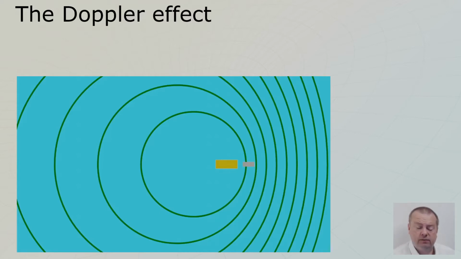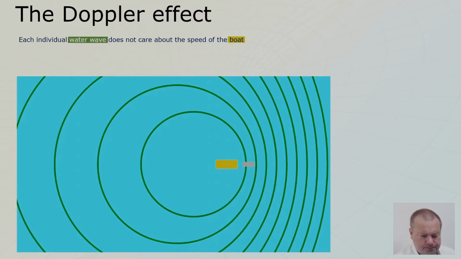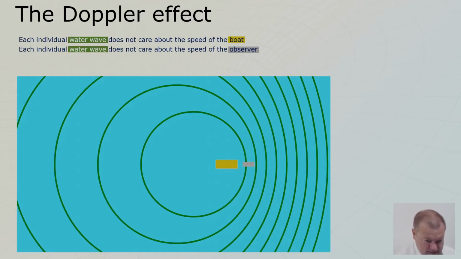stuff is moving, right? And this is something you really need to get down and fully understand, how to change perspective. So let's first look at the water waves. When you drop the stone in the water, it will just create a circular wave in the water. The water doesn't care that there is a boat and a swimmer in the water. The water waves don't care about those.